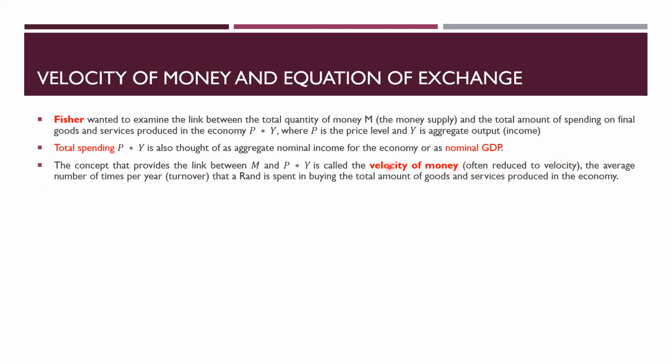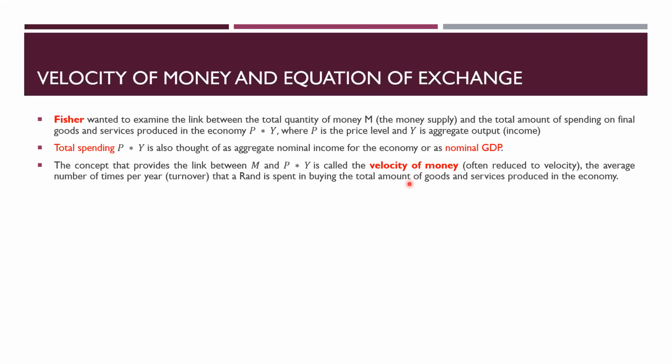So when you're talking about velocity, we are simply looking at the speed at which money exchanges hands from one person to the next person. So what is that V, or that velocity of circulation? The average number of times per year, which is turnover, that a rand is spent buying the goods and services produced in the economy. So we compute this V, or velocity of circulation, as the rate at which money is changing hands in the economy.